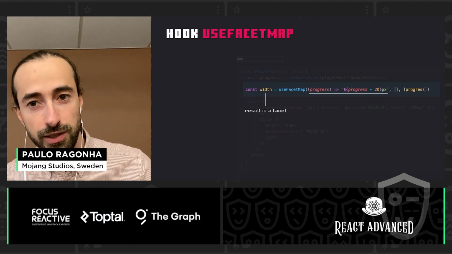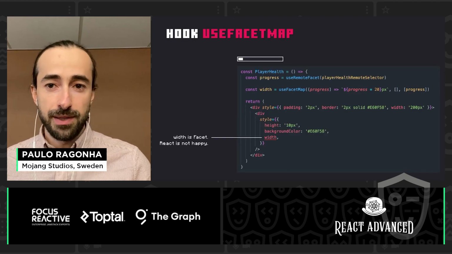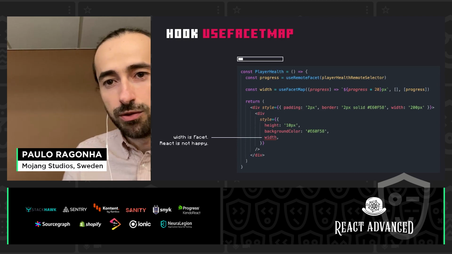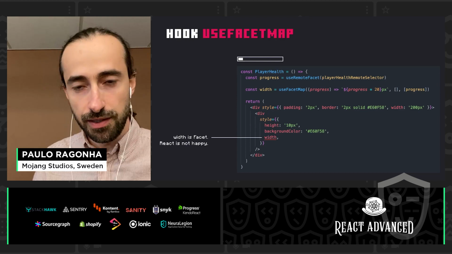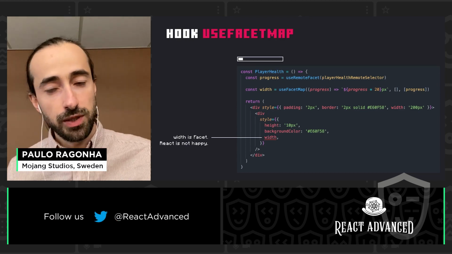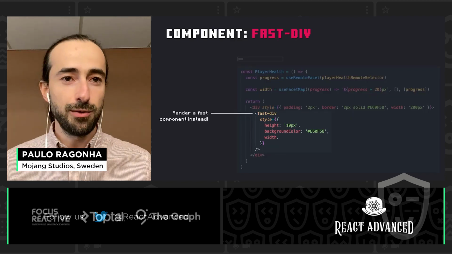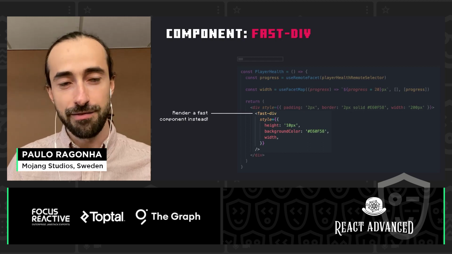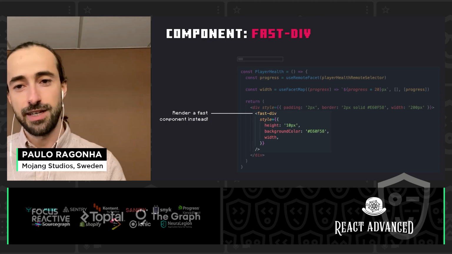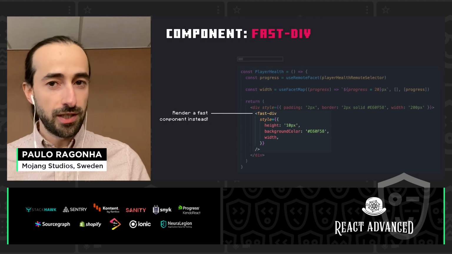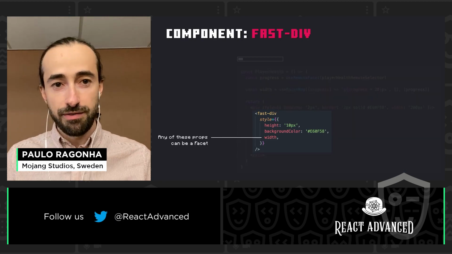So the next step is to take this width and pass it to the div. But if we do that, React's not going to be happy. It's going to say, hey, I don't know what to do with this data type. You're trying to give me something that's not a string, not a number. I don't know how to render this. So the next step is we need to change React render itself to support this data type. And that's what we did by introducing a new div, which we call fast div. We actually created a whole series of components that match one-to-one. So we have a fast p, a fast span, that instead of accepting just regular numbers and strings for the props, also accept facets as a prop.